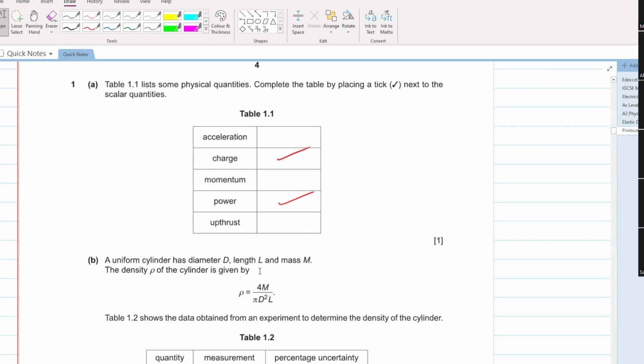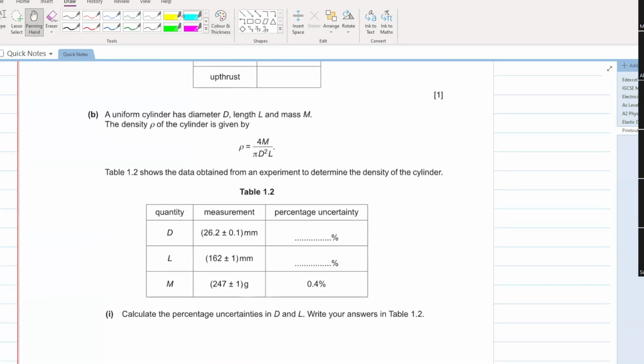Let's further move ahead. A uniform cylinder has a diameter d, length L and mass m. The density of the cylinder is given by this. Okay, so this is the formula for density of the cylinder. Pretty evident how this formula would have been derived.